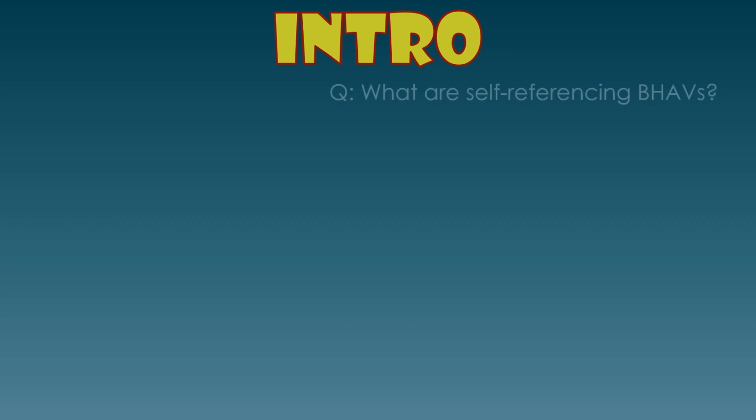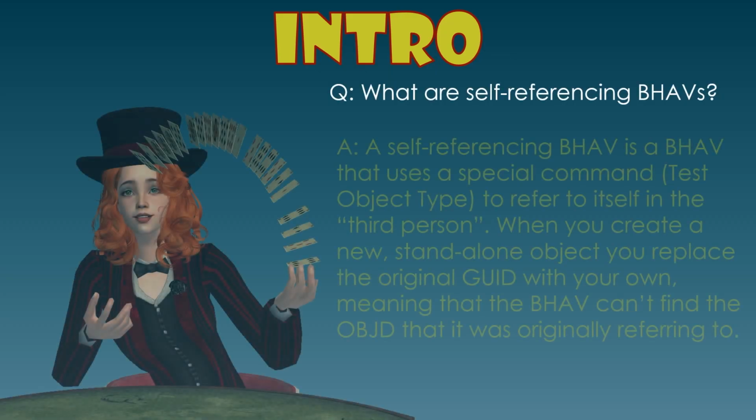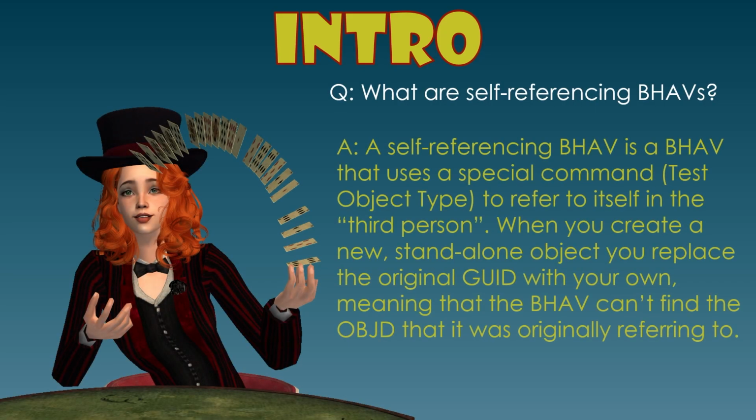What are self-referencing behaves? A self-referencing behave is a behave that uses a special command, that's test object type, to refer to itself, or more accurately, a part of itself in the third person. So when you create a new standalone object like a poker table or a game table, the game needs to reference specific tiles. In the case of game tables, poker tables, mahjong tables, it needs specific player positions. But in the case of elevators or, for example, bathroom stalls, it's looking for one specific tile. So that's what a self-referencing behave is.